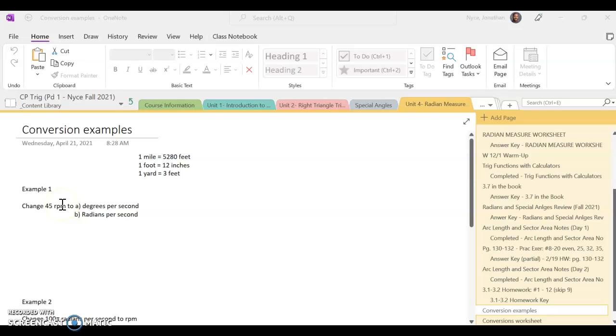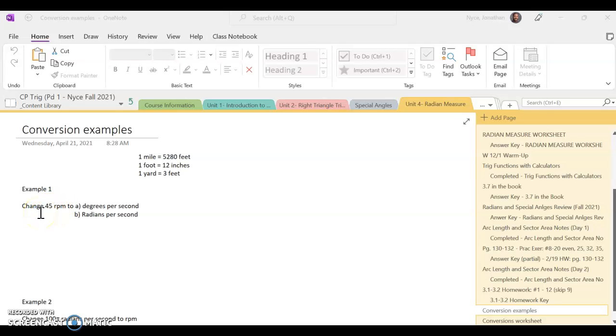If you need to pause the video at any point to take notes, you should have this conversions example file in your OneNote also, so you can stop and take notes if you want to. You have a couple conversion factors up here. Also, when you see RPM, that always stands for revolutions per minute.